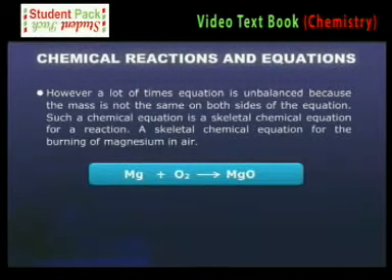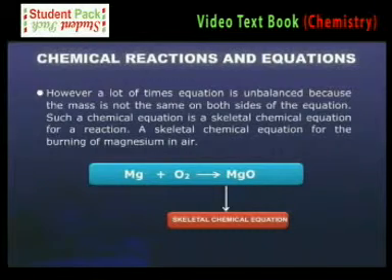However, a lot of times an equation is unbalanced because the mass is not the same on both sides of the equation. Such a chemical equation is a skeletal chemical equation for a reaction. This is a skeletal chemical equation for the burning of magnesium in air.